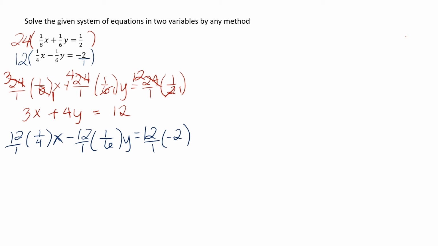So we're going to do the exact same thing we did up top, right? So 4 goes into 12 3 times, so this reduces to a 3, and this reduces to 1, so I get 3x.